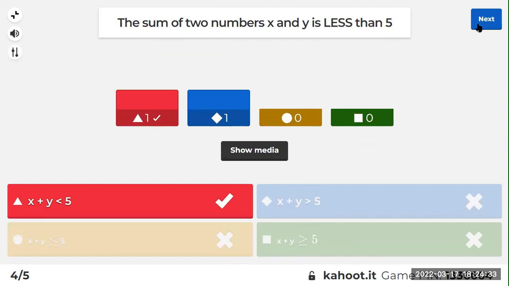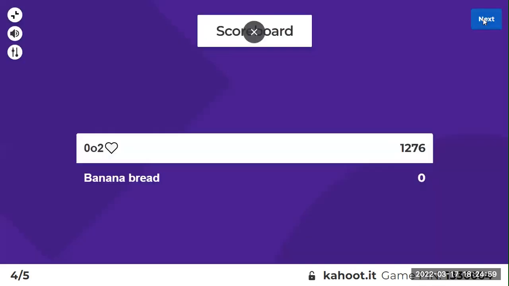Right, so the sum of two numbers, x and y, is less than 5. So less than would take on the symbol looking like an L. So that would be less than. When we say the sum of two numbers, we really mean add them up. So if it was 2 and 5, we would add 2 and 5. In this case, it's x and y algebra. So x and y, when we add them, would be less than 5. And that would be represented by the red, as you can see there on the screen.